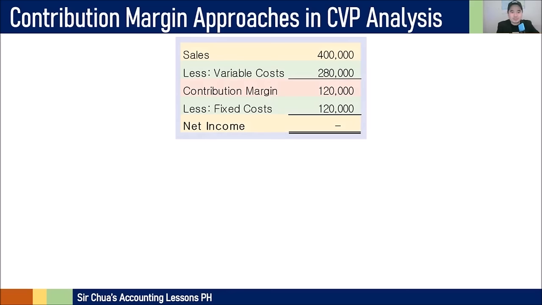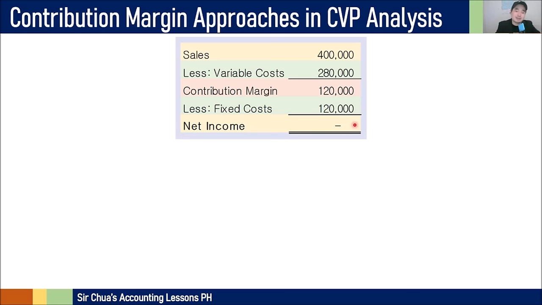Okay, so let's now try to dig deeper about CVP analysis using the contribution margin approach. Look at this equation. Sabi natin, pag break-even point, ito daw po yung level ng sales na bawi lang lahat ng ginastos natin. Wala tayong net income, wala tayong lugi, nabawi lang talaga lahat ng gastos. Okay? So, kung titingnan nyo mabuti, sales minus variable cost, your contribution margin is 120,000, which is able to cover naman all of your fixed costs, kaya wala siyang kinita, pero wala rin naman siyang lugi.